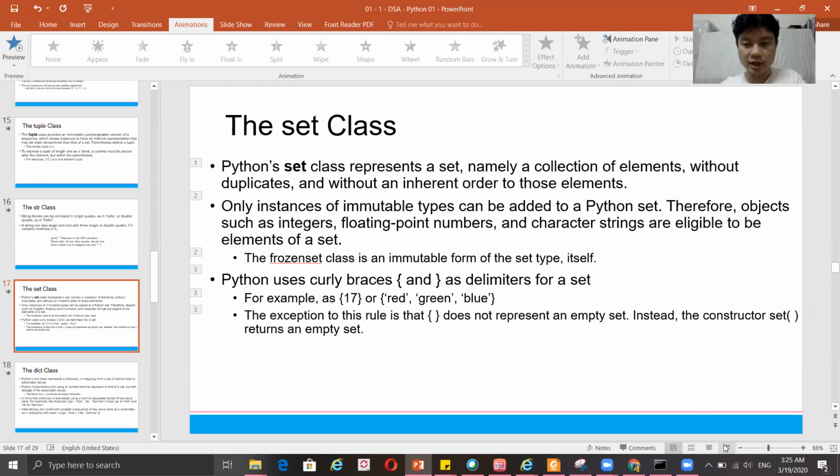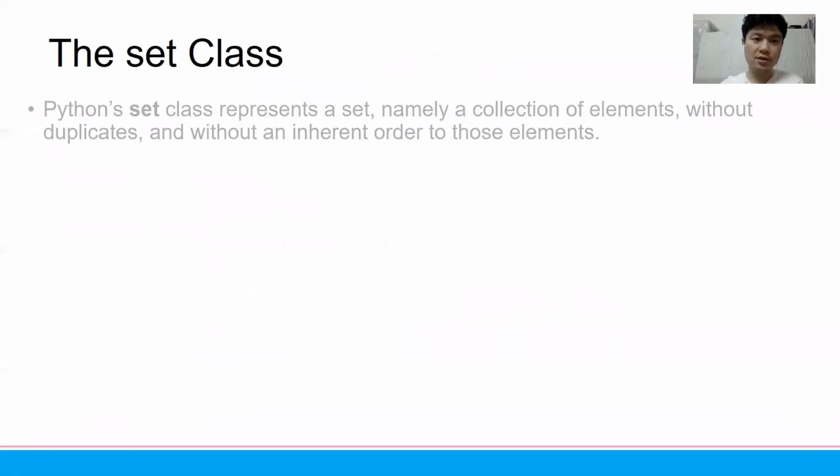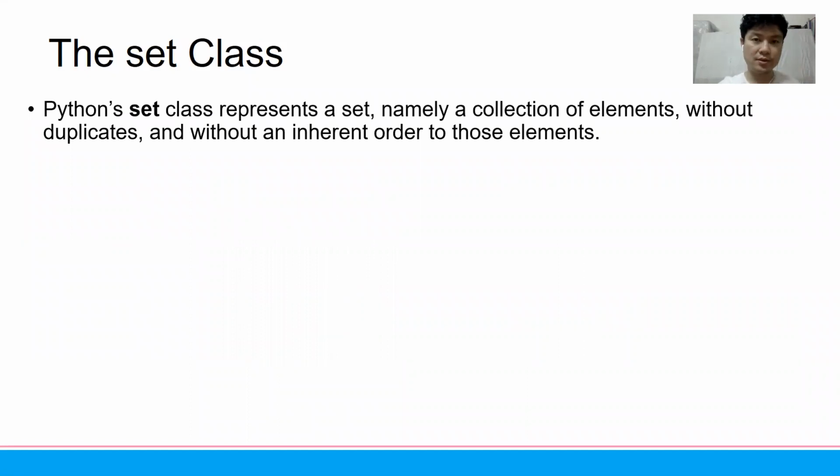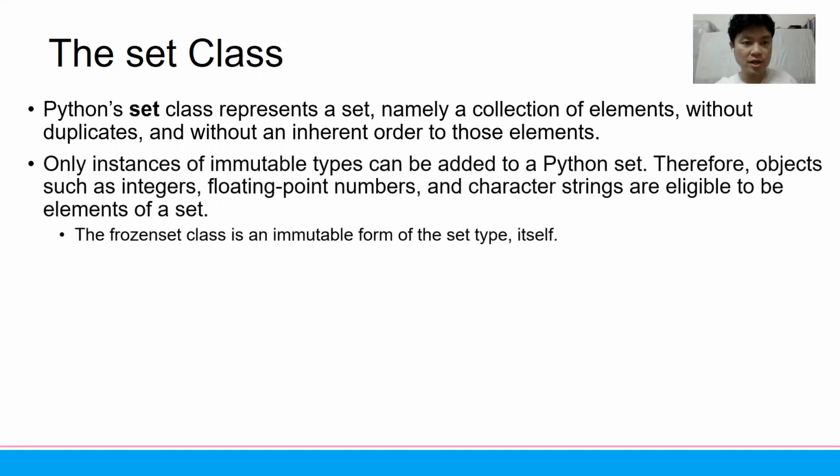The next is about set. A set is a kind of collection of elements, and the elements in the set should be without duplicates and without an inherent order of those elements. So those are the properties: no duplicate and no order. Only instances of immutable types can be added to a Python set. So objects such as integers, floating points, and character strings are eligible to be elements of a set.